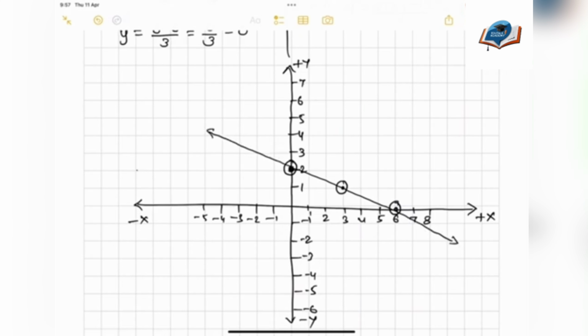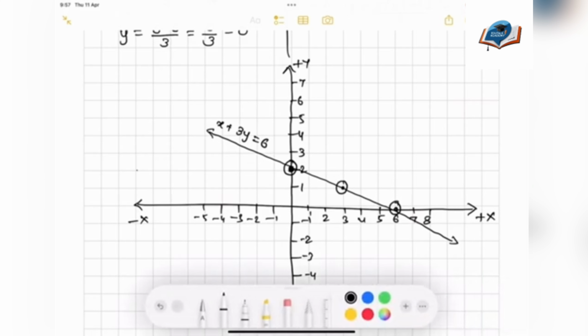Now I am joining those three points to make one line, and I am elongating it on both sides because I don't know where they will cut each other. So this is x + 3y = 6. For the second one, I am using the red color pen so that you can understand that this is the second line.